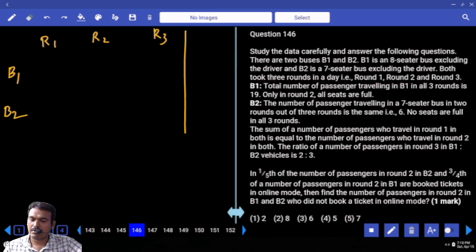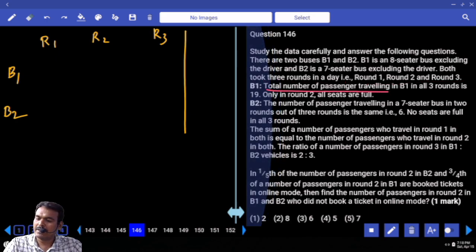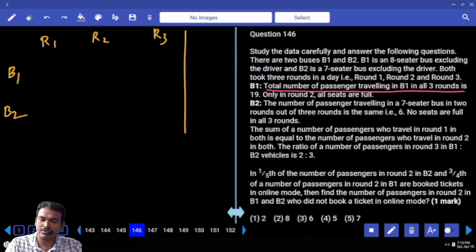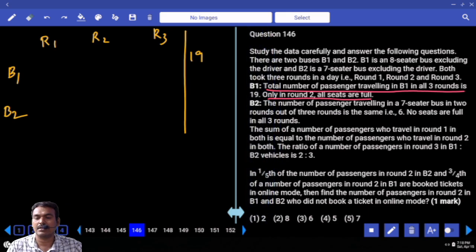Okay. Next one. B1, total number of passengers traveling in all the 3 rounds is how much? 19. Only in round 2 all the seats are full. All the seats are full means B1's seats is how much? 8. Means in round 2, 8 seats. Yes or no?